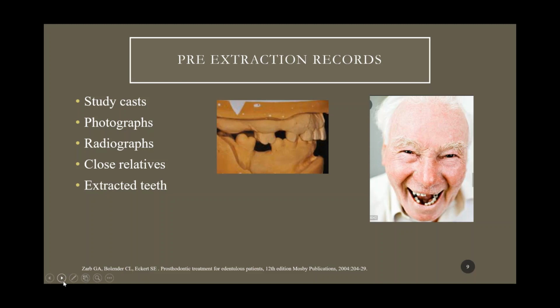Then the third one is the pre-extraction radiographs. Depending on the radiographs, we can easily measure the size of the teeth, but radiographic errors like elongation and foreshortening should be taken into consideration. And the next, teeth of close relatives like the patient's son's or daughter's teeth can be taken as a reference when the other three methods are not available. And sometimes extracted teeth which are preserved can also be used to select the size of the anterior teeth.